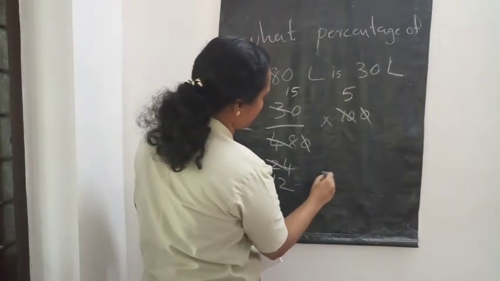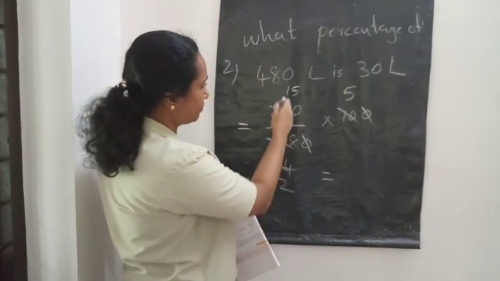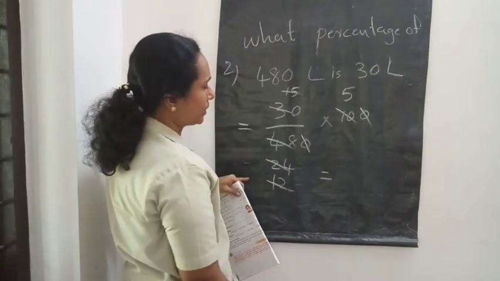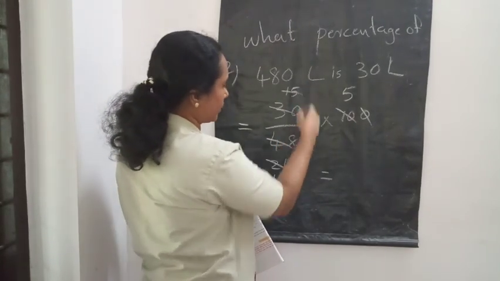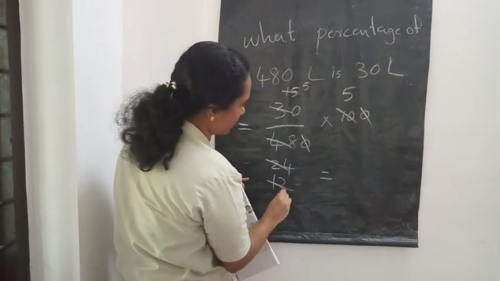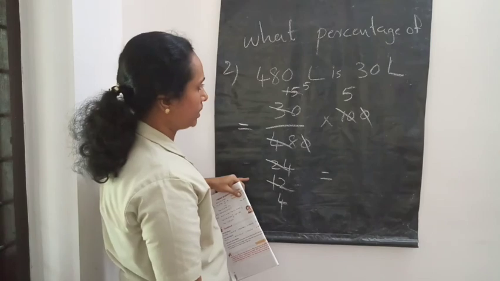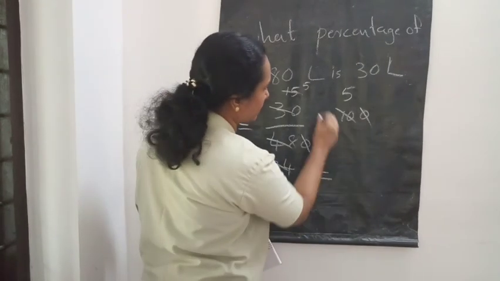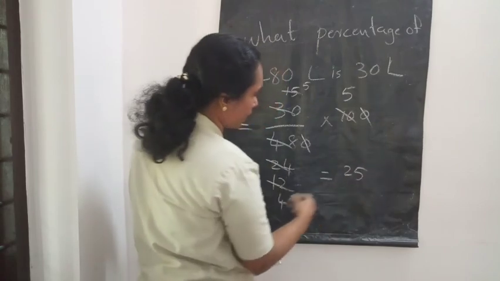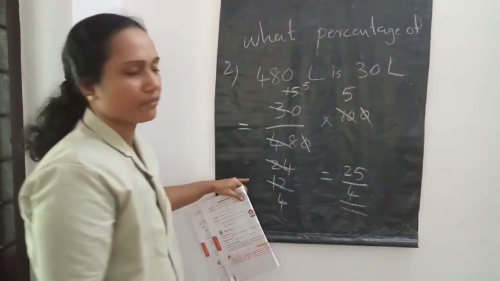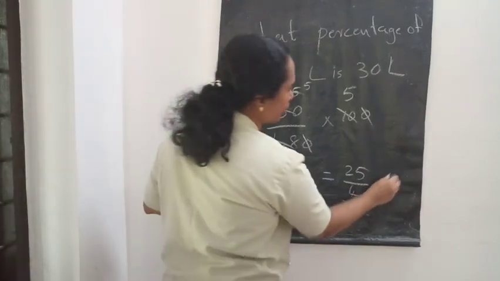Then again we can divide 15 and 12. 3 is a common factor in both numbers, 15 and 12. Then here 5 times, here 4 times. Then there is no common factor. Then we can multiply the numerators. 5 into 5, 25. Then the denominator is 4. Then the answer is 25 by 4. 25 by 4 percentage.